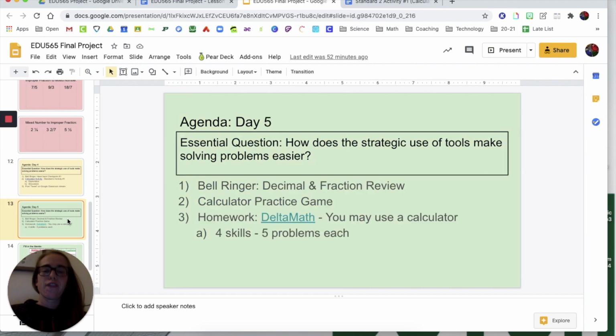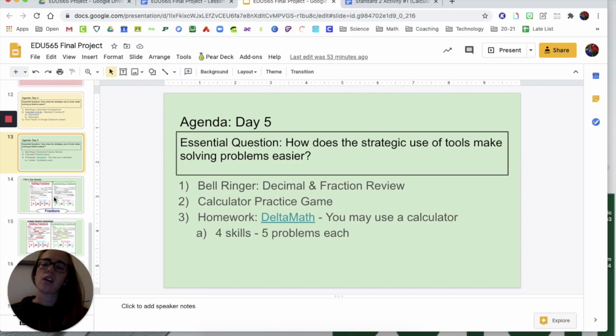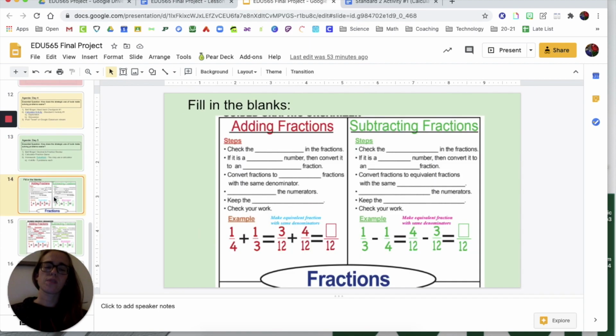All right, and for the 5th day, we have some opportunities for students to practice now using their calculators. Since the day before they were kind of just exploring, here's our real challenge to see what they really figured out. So we actually start off this day by going through some fill-in-the-blank notes.